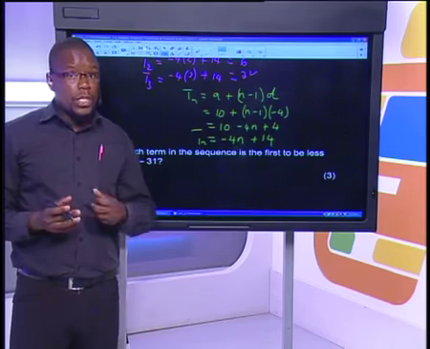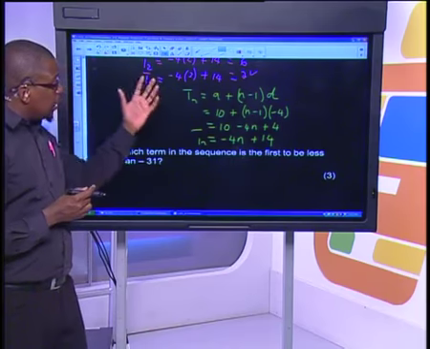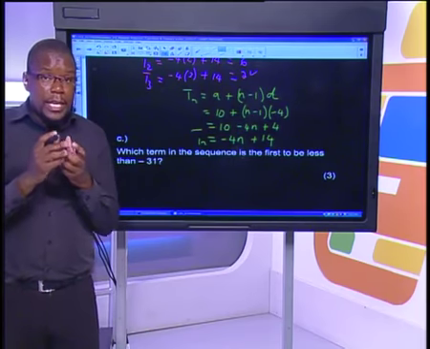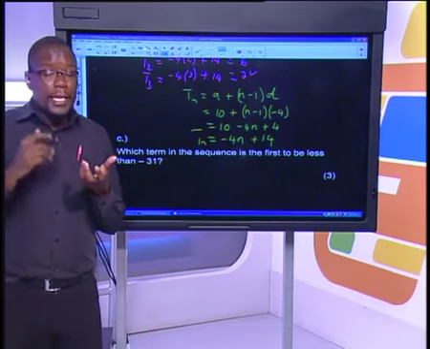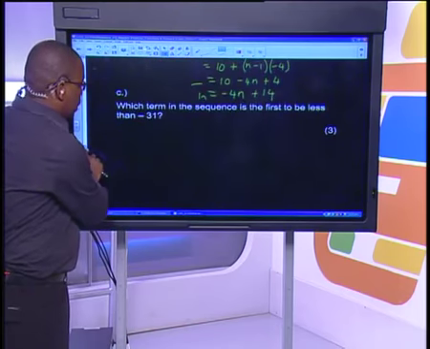Whichever way you use, either Tn equals A plus n minus 1 into D, or you look at it by inspection, you've got your minus 4n. What is it that I have to add to minus 4 to get 10? I have to add a 14. All right. Now, guys, I hope that helps.